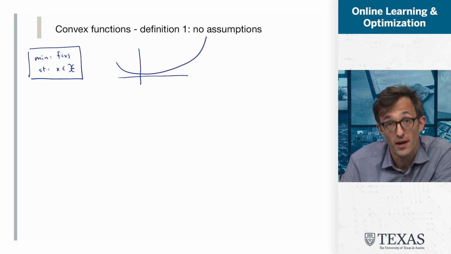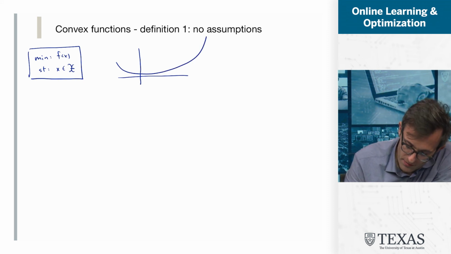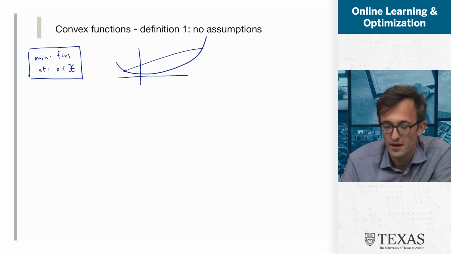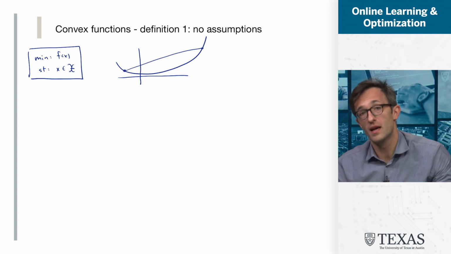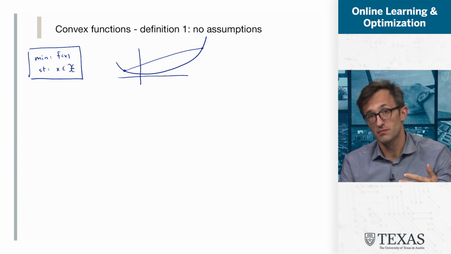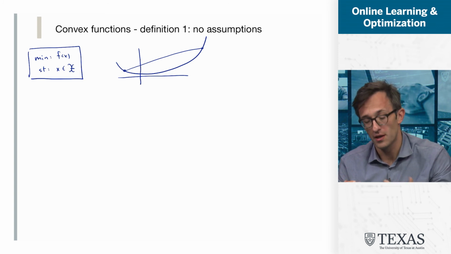This function is convex. And what is a defining property? If I take any 2 points, the straight line that joins them always lies above the function. Let's translate this picture into algebra.